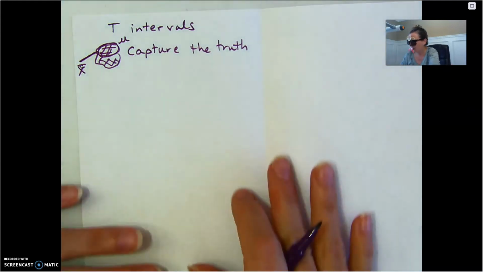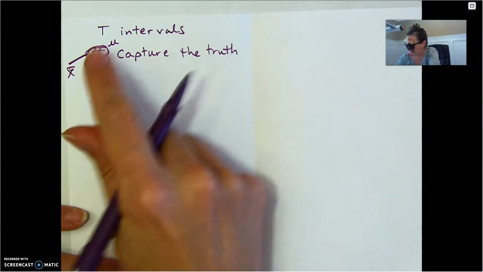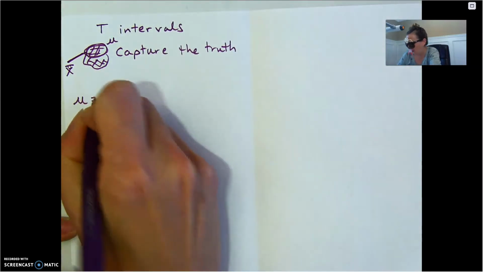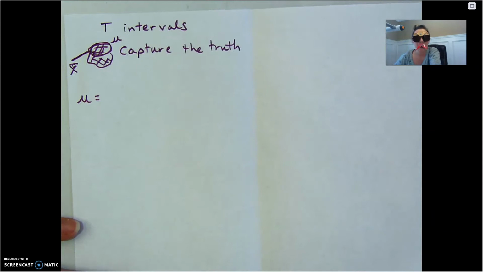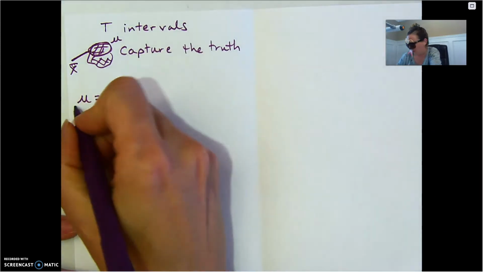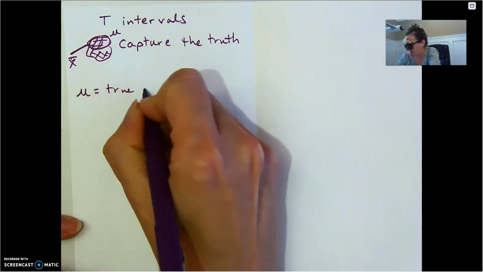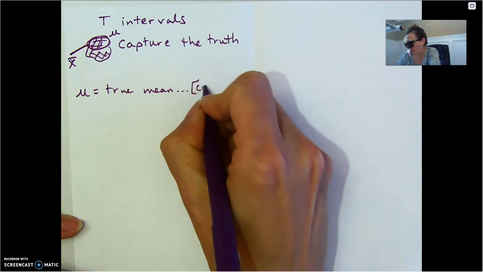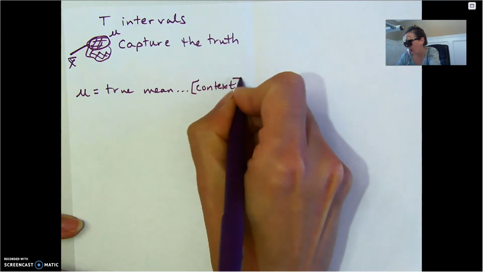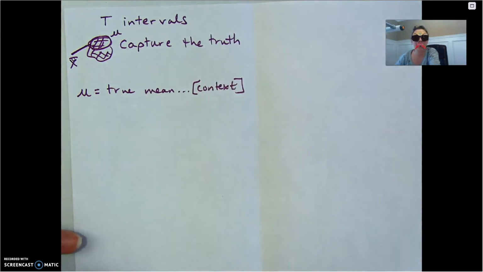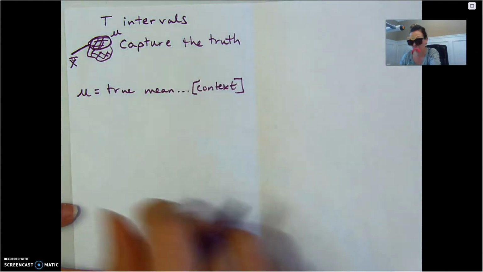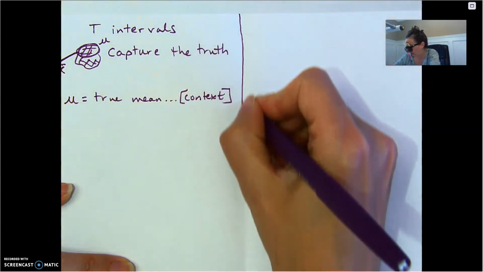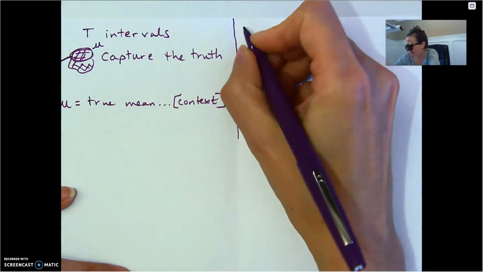All right, so when we start these off, t-intervals, capturing the truth, we started off with a definition of what we were out to capture. And we were capturing means. So mu is the true mean. And I'm going to do a little dot, dot, dot here. And this is where you would put the context in. So whatever your problem is about, you describe it in the setup of your problem. All right. So the new piece that we're going to learn over here is going to be your t-tests.